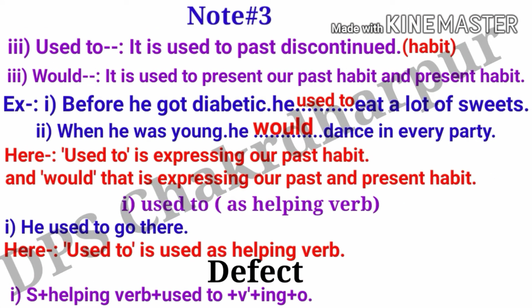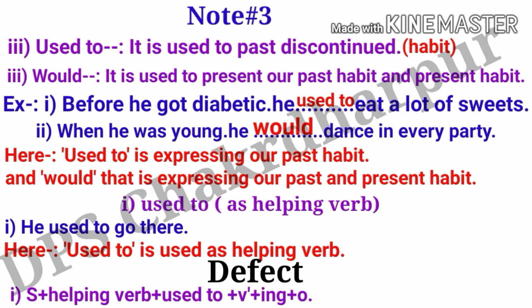Welcome students. So note number 3. It's very easy for all the students. As you know, used to is used for a discontinued past, that means it represents only a past habit. But if you talk about would, then it is used for both past habit and present habit. For example, before he got diabetic, he used to eat a lot of sweets. The second one is: when he was young he would dance at every party. Here used to expresses a past habit, and would expresses past and present habit.